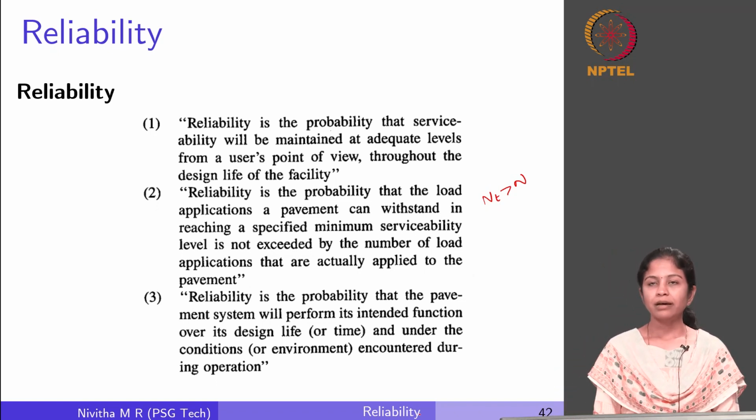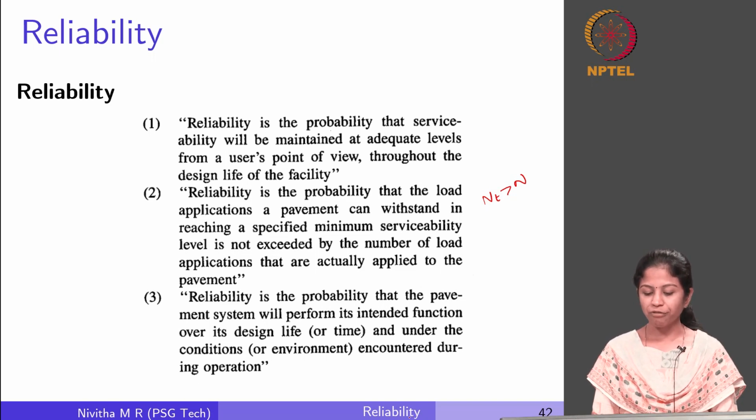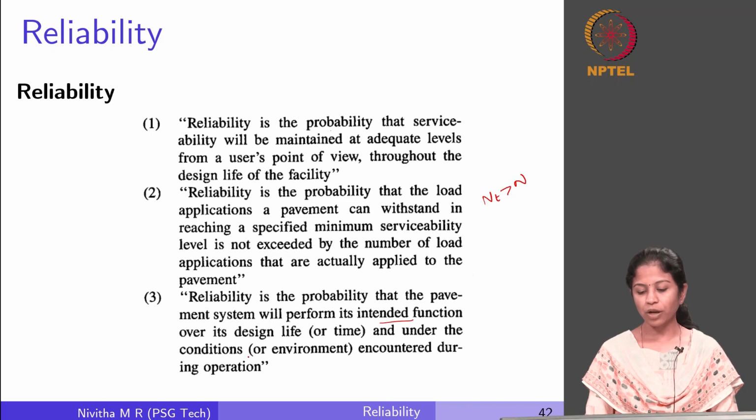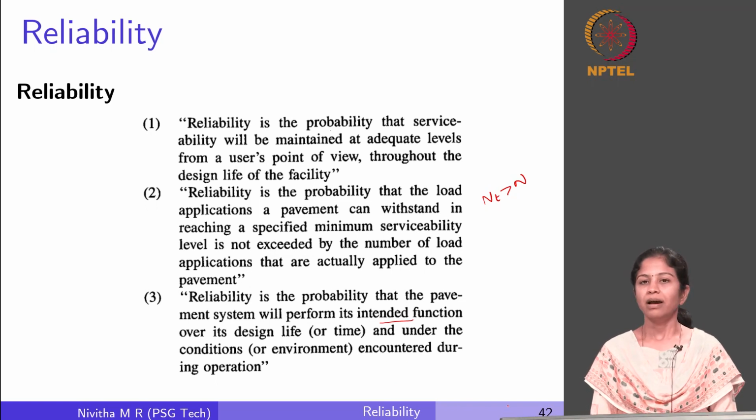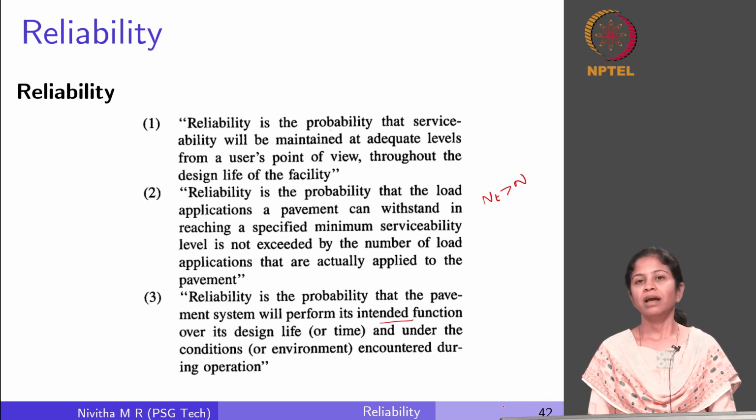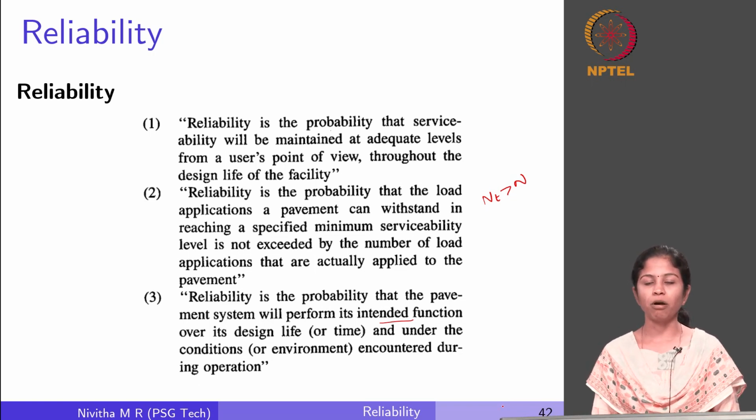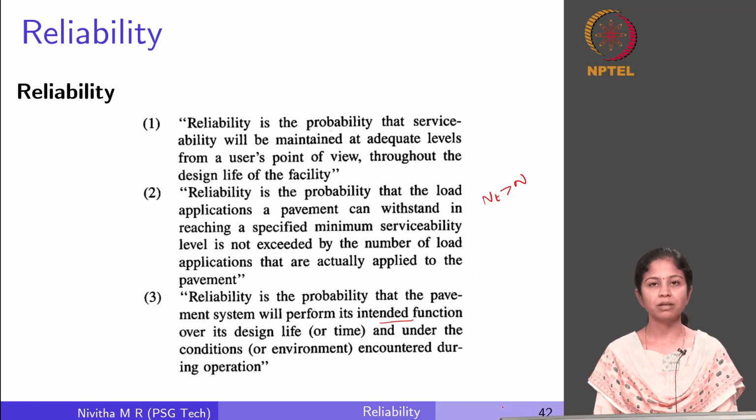The third one is that reliability is the probability that the pavement system will perform its intended function over its design life and under the conditions encountered during operation. This has another term related to the environmental conditions. It says it should deliver the required performance over the design life and under the environmental conditions to which it is subjected.